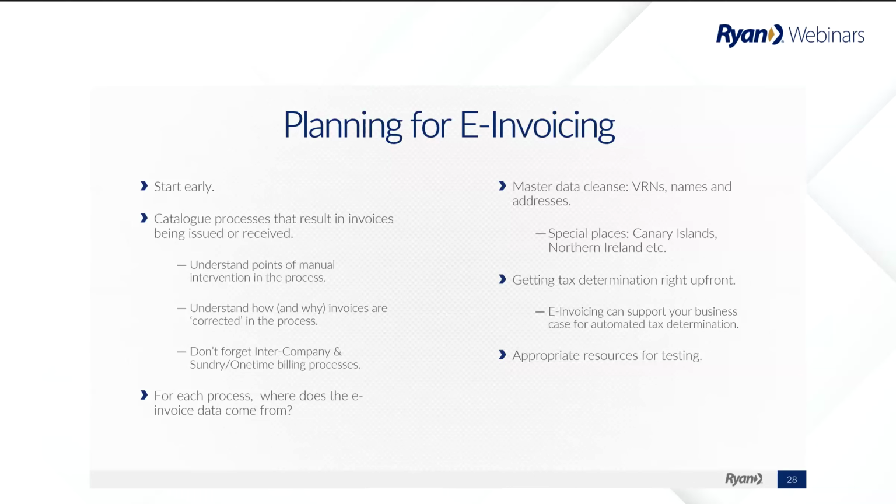Have we scrubbed our VAT registration numbers? Are they all valid? The last thing you want to be doing is switching on your e-invoicing platform and figuring out that a lot of my VAT registrations are out of date. Do we have the right names? Do we have the right addresses? Are the addresses laid out in such a way that the postcode is in the postcode field, that somebody hasn't decided to use address line 3 to record something that is not an address? Can we deal with some of those special places like Canary Islands, Northern Ireland, etc.?